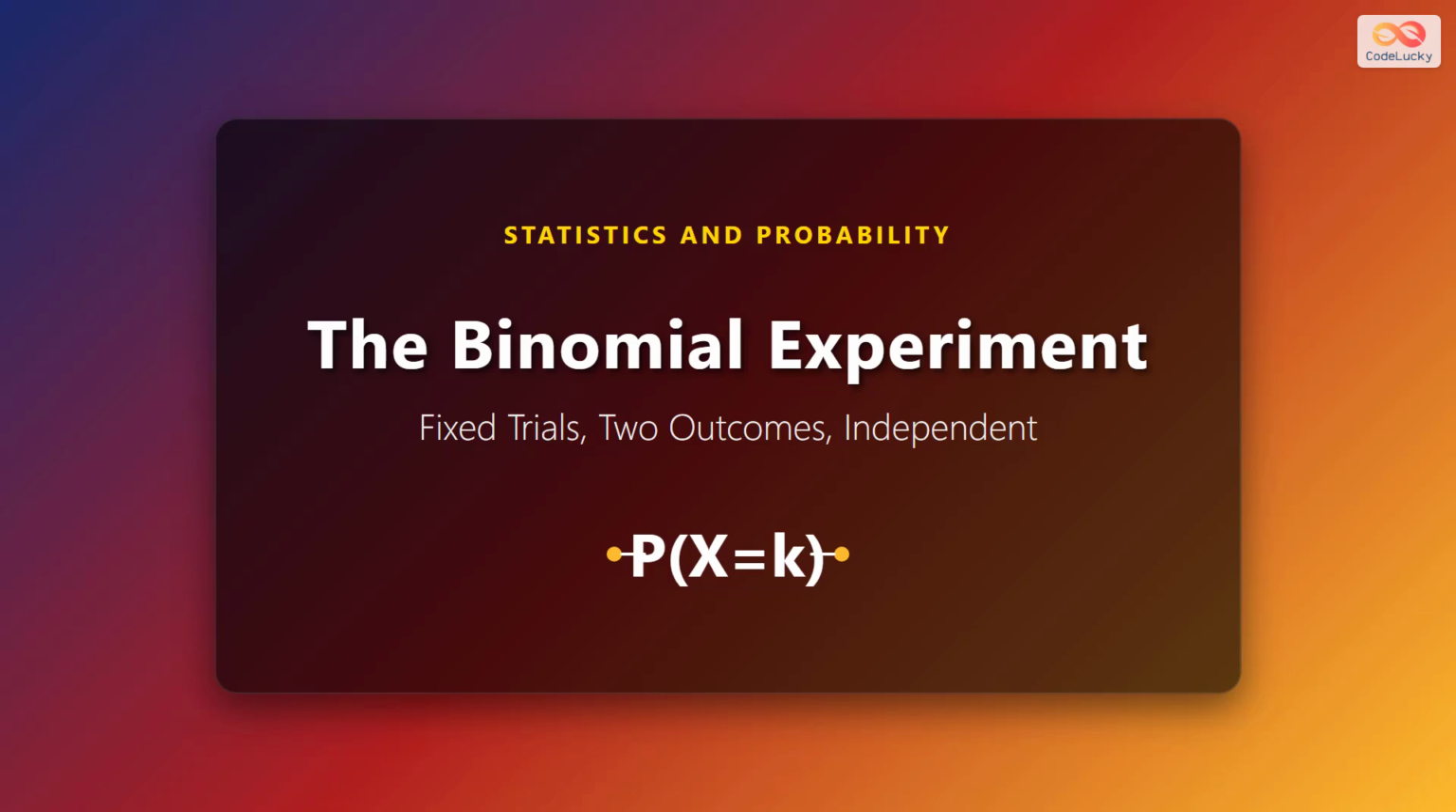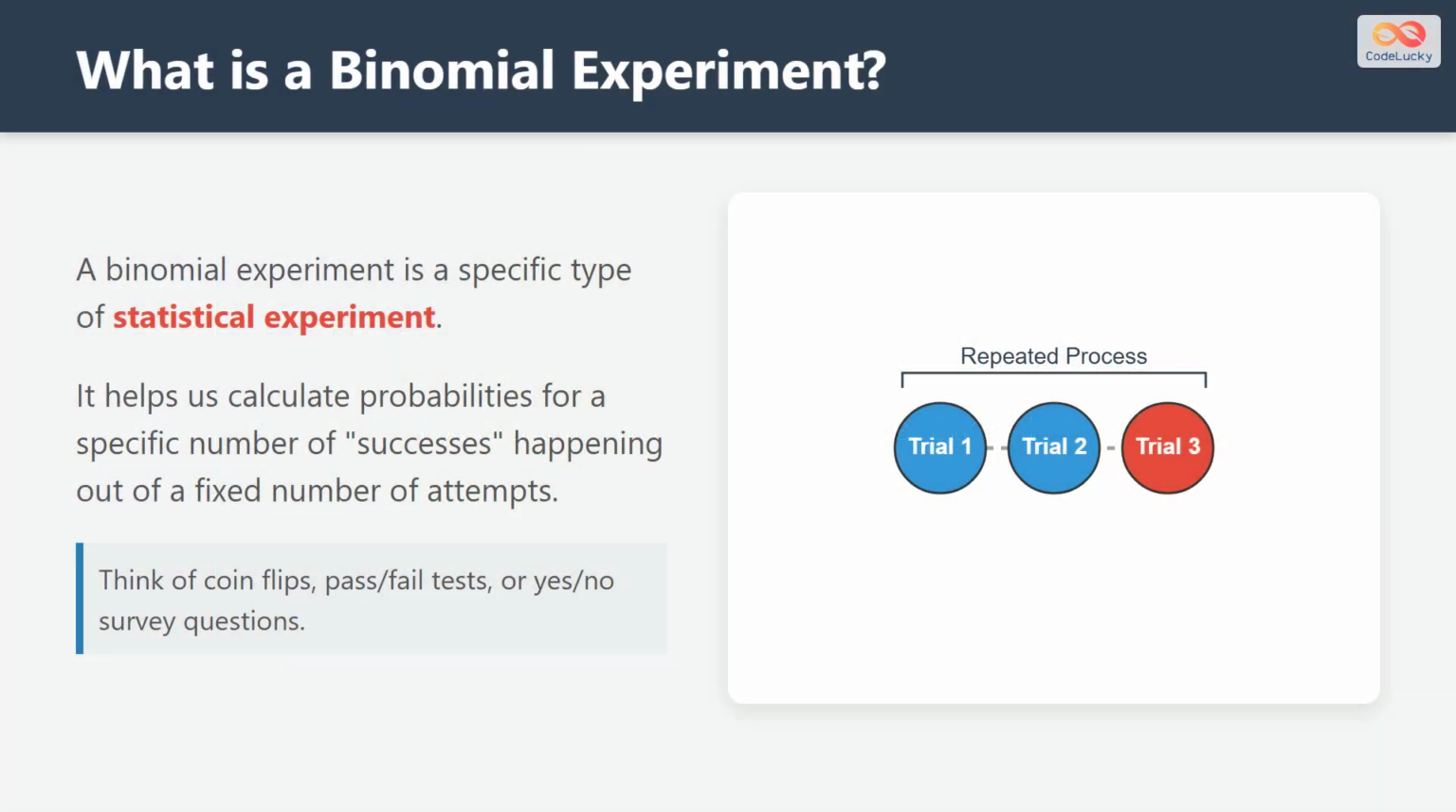Welcome. In statistics, understanding the specific conditions that define a binomial experiment is crucial for calculating probabilities correctly. Today, we will explore the 4 essential requirements that must be met. A binomial experiment is a statistical process that consists of repeated trials. It is the foundation for the binomial distribution.